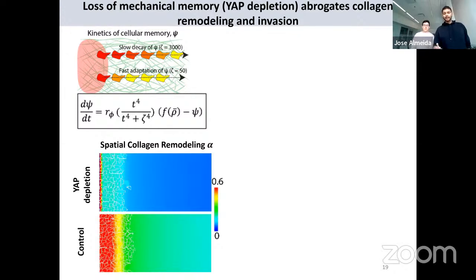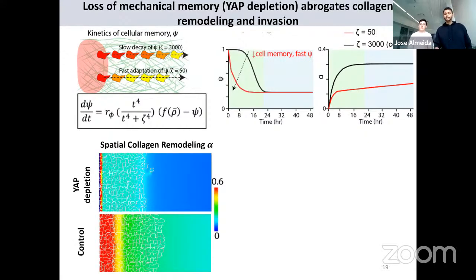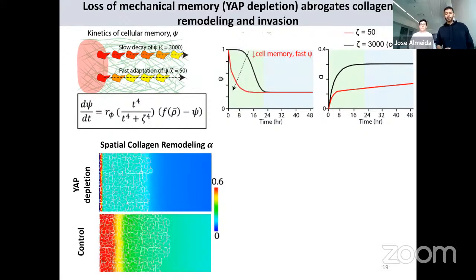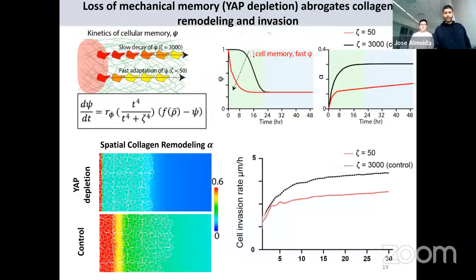So we see that in the YAP depletion case, there is no collagen anchor formation that happens, unlike in the control case. And we also see that the tension in the ECM, which is in the right plot here, is also lower compared to the control case. And consequently, your net cell invasion rates for YAP depletion are also lower. Thus, the slow decay of mechanical memory is important for cells to be able to persistently invade into the ECM.